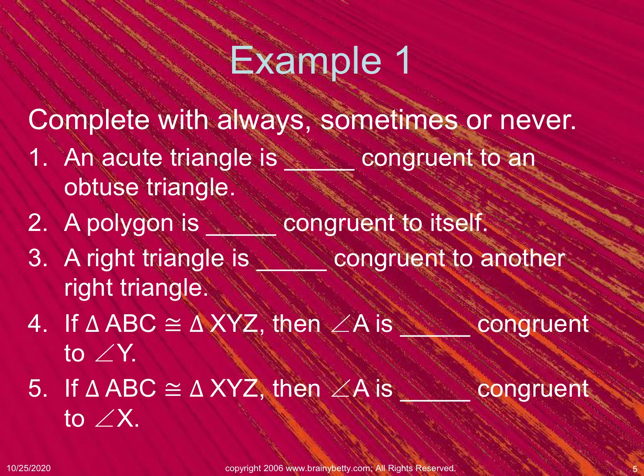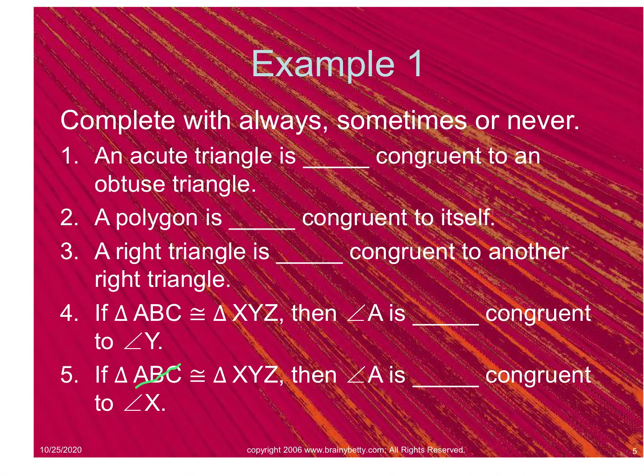Everyone's favorite, sometimes, always, and nevers. So complete with sometimes, always, or never. So the first one, an acute triangle is blank congruent to an obtuse triangle.